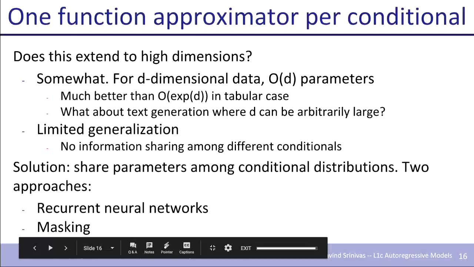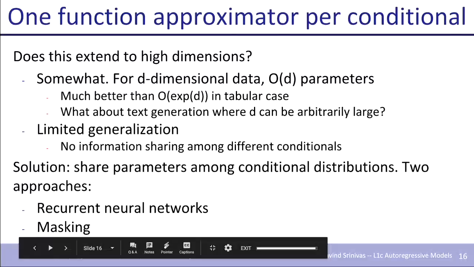So this seems to run into the same problem. Now the number of parameters grows linearly with the dimension. That's bad. It's still much better than exponential in the dimension in the histogram case, in the tabular case, but it's still not that great. And one fun example is, let's say you want to do text generation. A sentence might be arbitrarily long. So how long does your BayesNet have to be? I don't know. You could clip it somewhere, but that's not exactly the model that you want to be dealing with. And there's another problem, which is that if you do have separate parameters for each conditional, there's no way to share information between them.